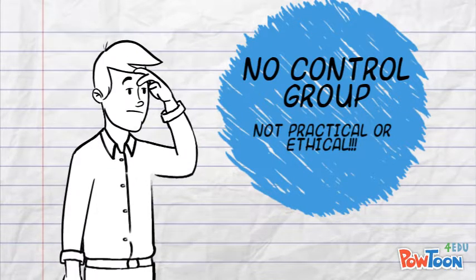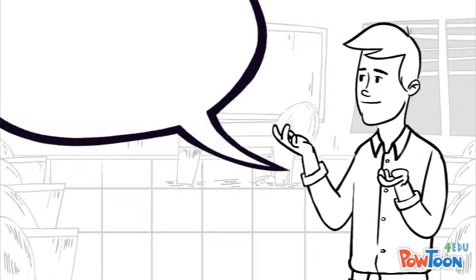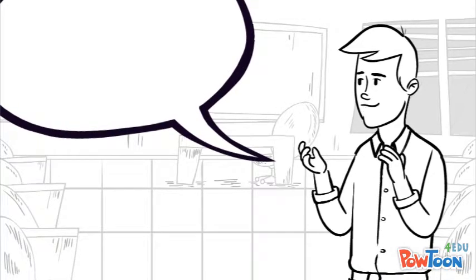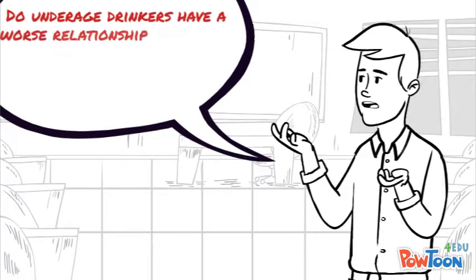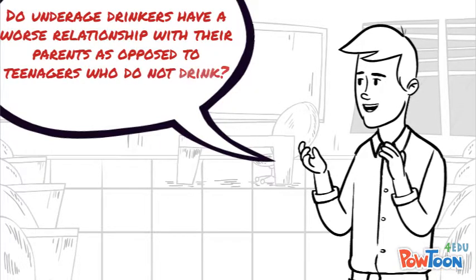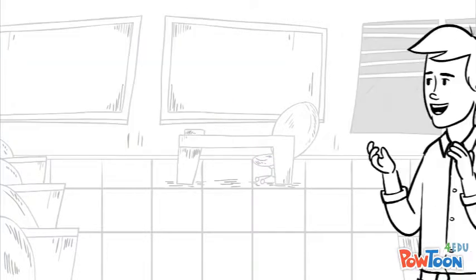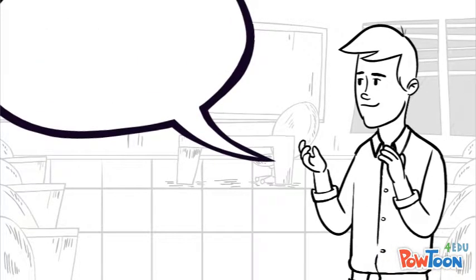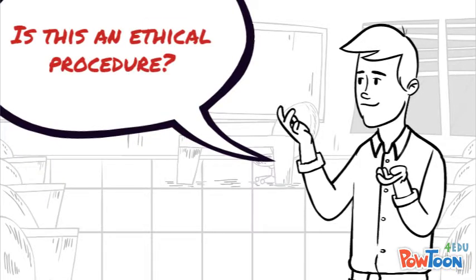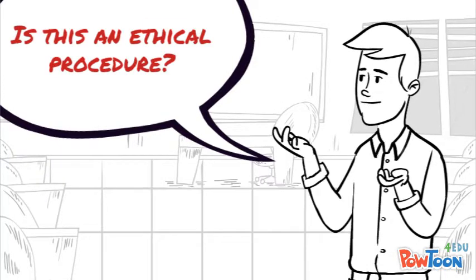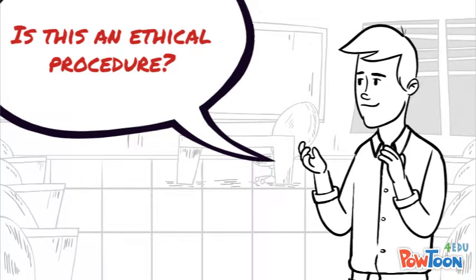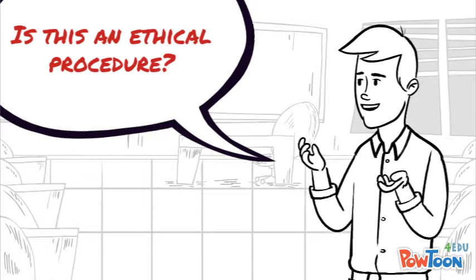treatment conditions. For example, let's say a researcher wants to compare the relationship of underage drinkers with their parents as opposed to teenagers who do not drink. It would be unethical for the researcher to assign a random group because there would be the risk of assigning a teenager who originally does not drink to the drinking group.